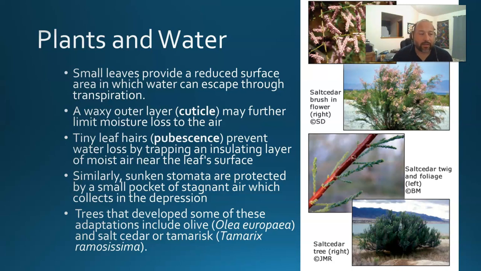Another adaptation that plants have is sunken stomata. They're basically protected by a small pocket of stagnant air, which is going to collect in the little depression that the opening creates, and so that air is going to hold water as well. Some examples of trees that have done this are olive, and this one that I've put on the right here, which is salt cedar. And then there's also tamarisk as well.